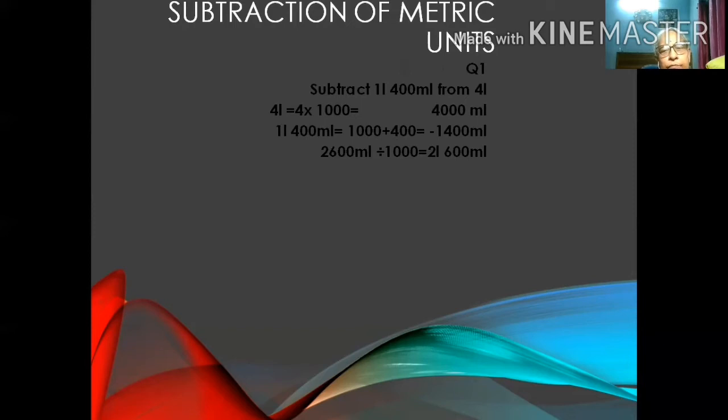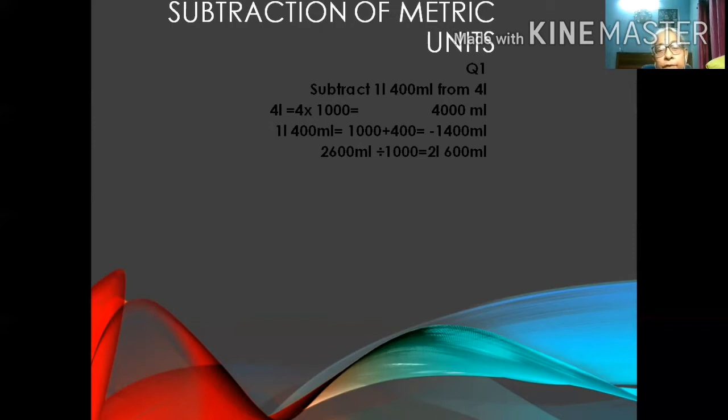Now here we have to change the units and bring them to the same unit. How? One is liter and another is liter and milliliter, so we have to bring both of them into milliliter. So let us change 4 liter. 4 liter is equal to 4 into 1000, which is 4000 milliliter. And 1 liter 400 milliliter is equal to 1000 plus 400, that is 1400 milliliter.